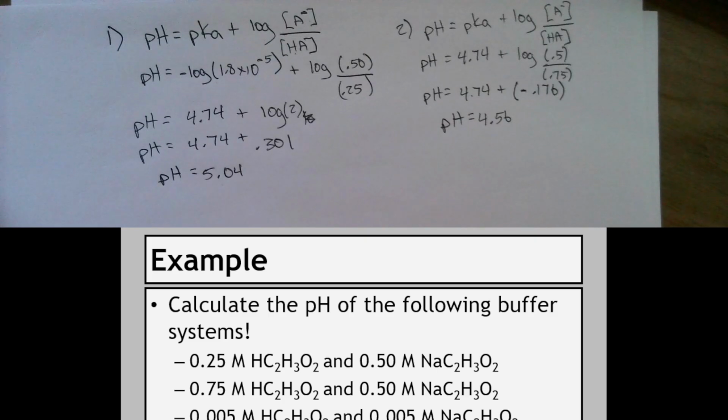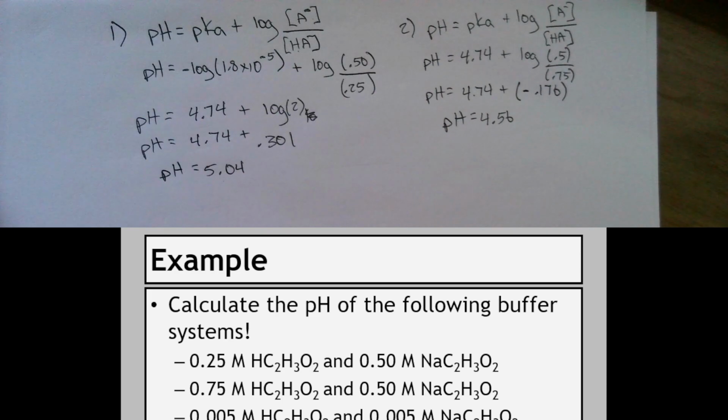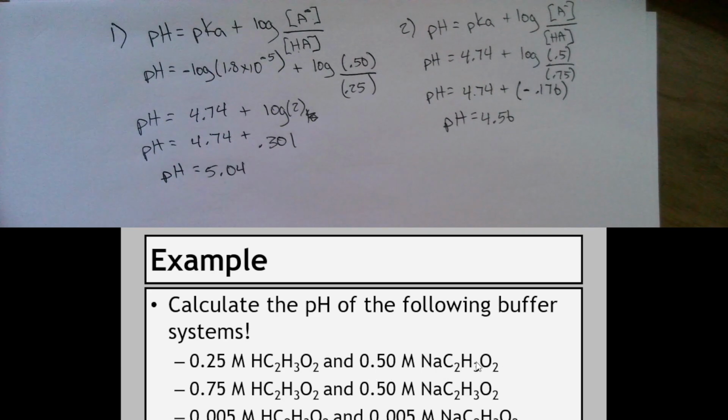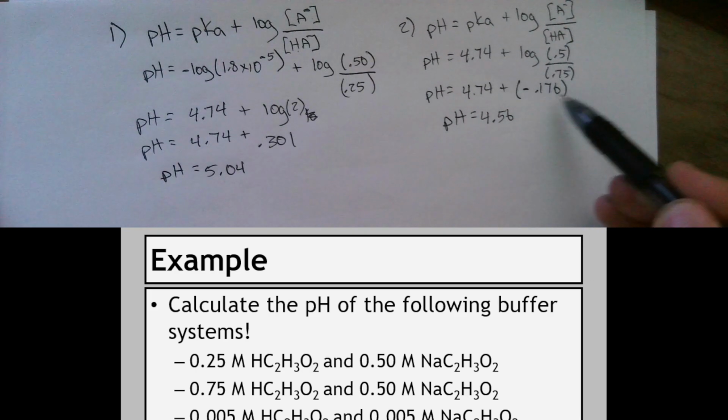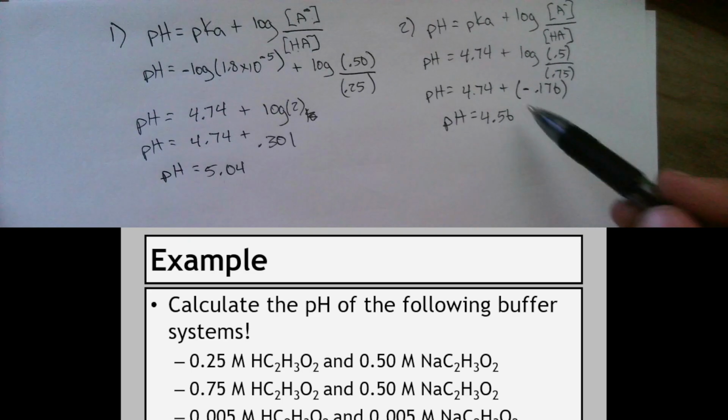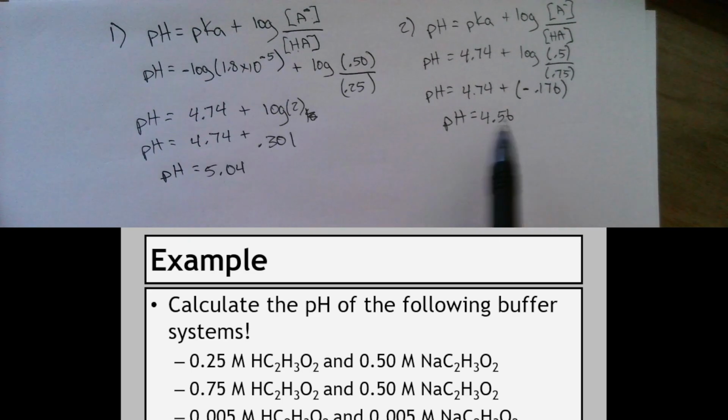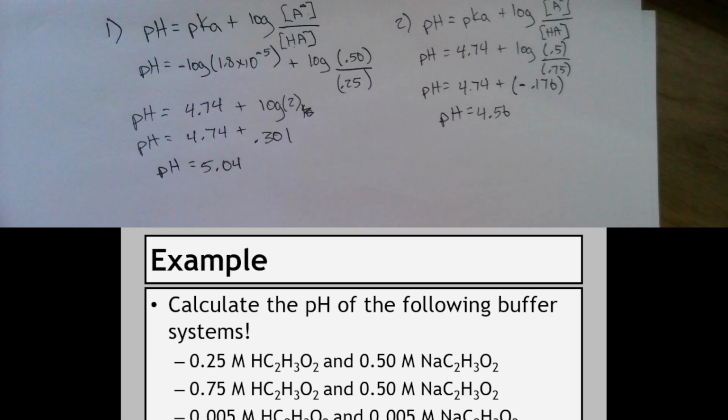Okay, so let's kind of analyze these two, see what we have going on. In number 1, the one we had more of was the salt, right? The anion, the C2H3O2, the conjugate base. All those are same words for it. I had more conjugate base, and that affected the pH by increasing the pH. It went from 4.74 if they were equal to each other to being 5.04. Now, number 2, I had more of the acid, which made this log value negative, which actually decreased the pH. So having slightly more acid in your buffer will make the pH a little bit lower. Having slightly more base will make it a little bit higher.